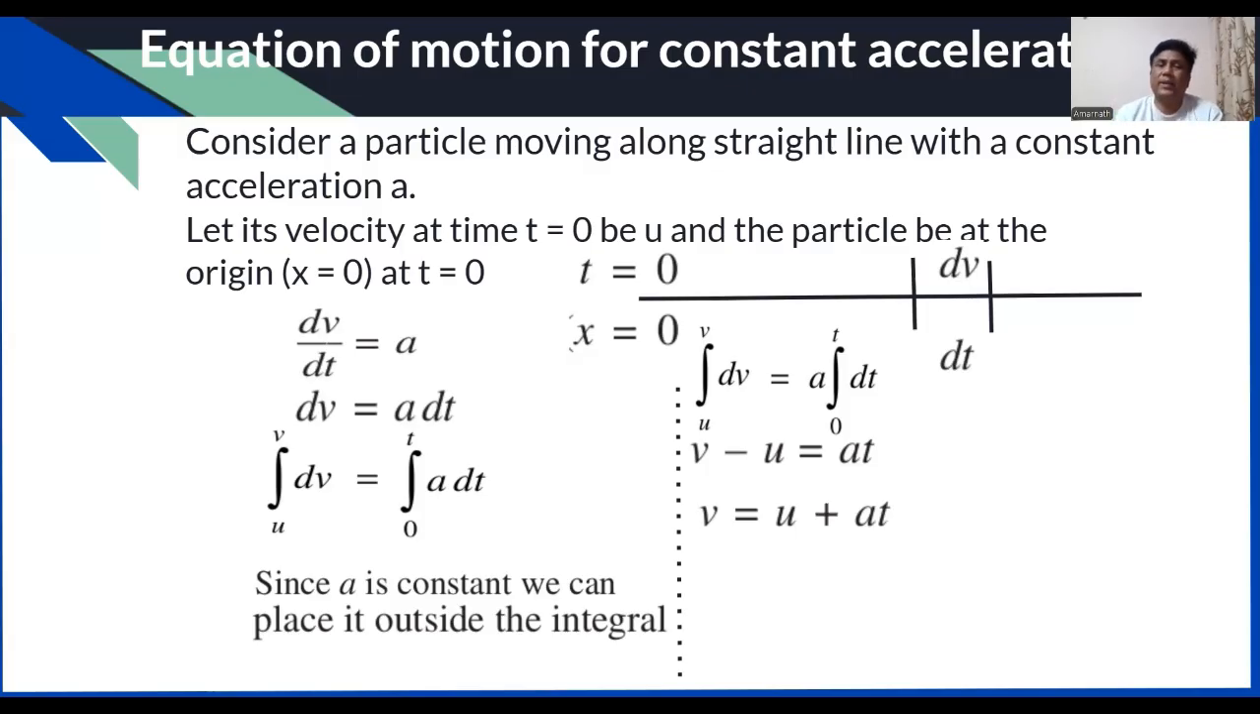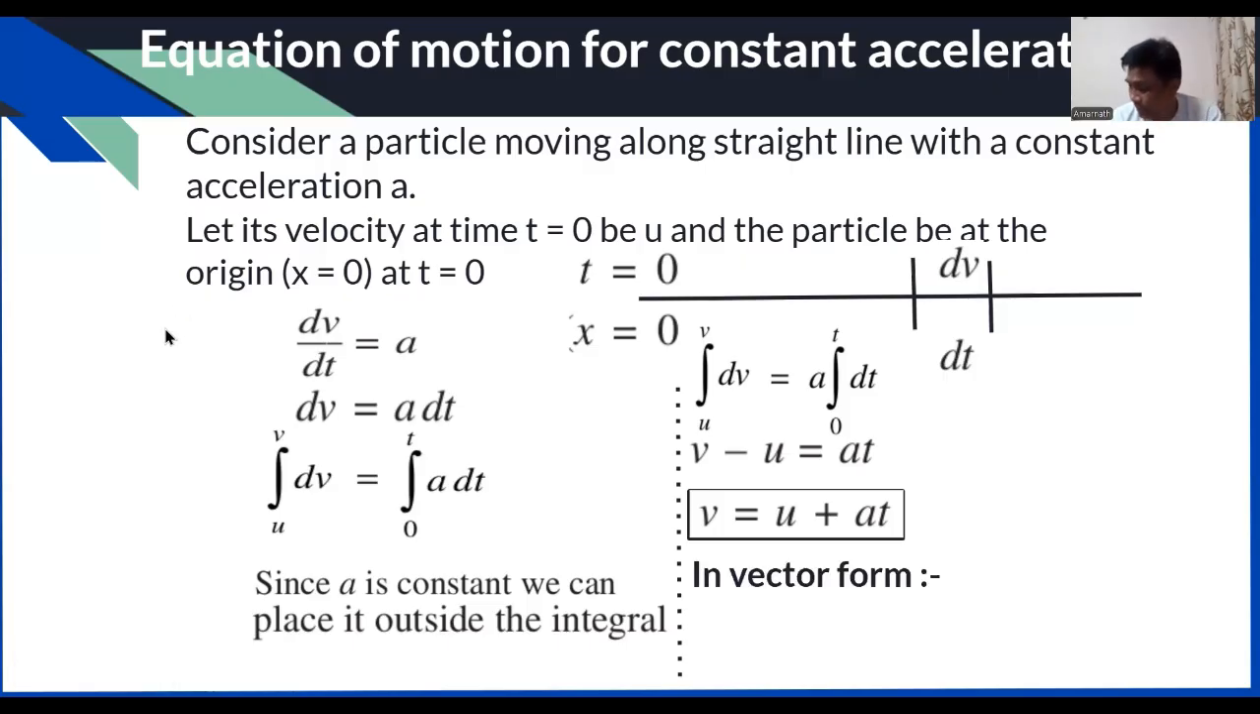Okay, u is the velocity when t was 0, and v is the velocity when time is t, and a is the acceleration. It is a very important formula. We should definitely keep it in a box. This is the first equation of motion, and remember it is a vector equation. If I put the vector sign, here v is velocity, not speed. u is also velocity, a is acceleration, so we can put the vector sign. This is called vector form.